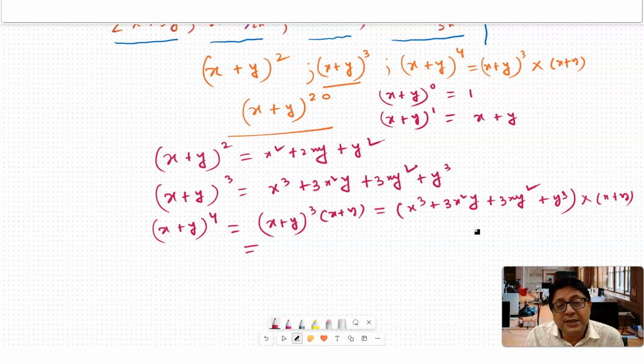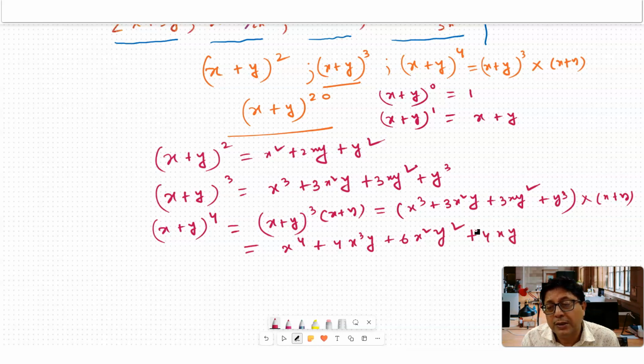So x cube with x, it will give you x to the power 4, and then you will get 3x square y plus x square y. Another x square y will be there. So it will give us x square y into x, it will give you 4x cube y. This will give you then, if you collect terms, it's coming 6x square y square plus 4xy cube plus y to the power 4. Why I did this one, that I will explain now.